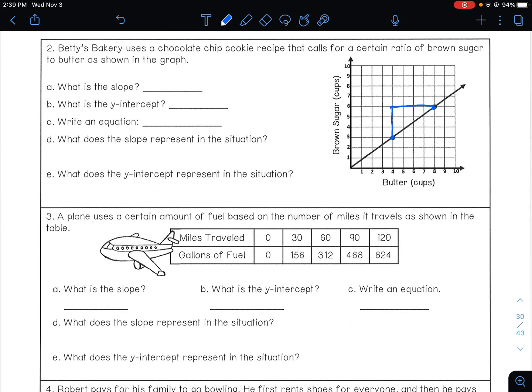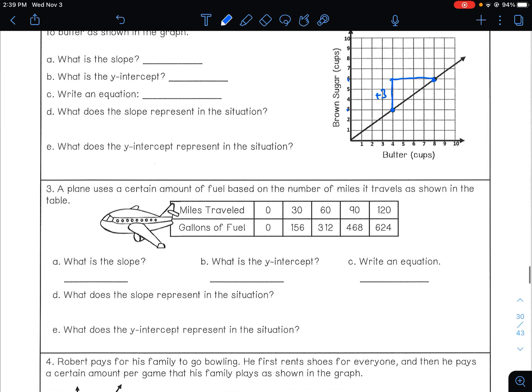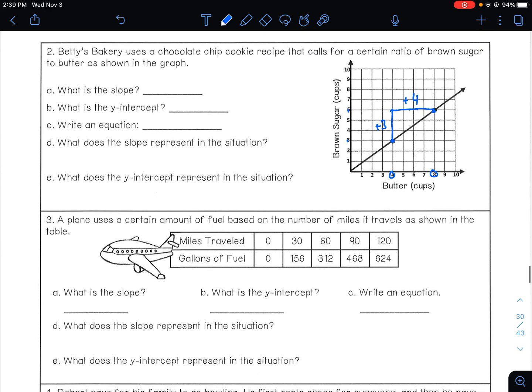So I rise 1, 2, 3. Let's make sure that's actually a 3. So it goes from 3 to 6. Yeah, that's 3. And my run is from here to here. That looks like 4 plus 4. And let's make sure that goes from 4 to 8. Yeah, 4 to 8 is 4. So my rise over run is 3 over 4. So slope is 3 over 4.